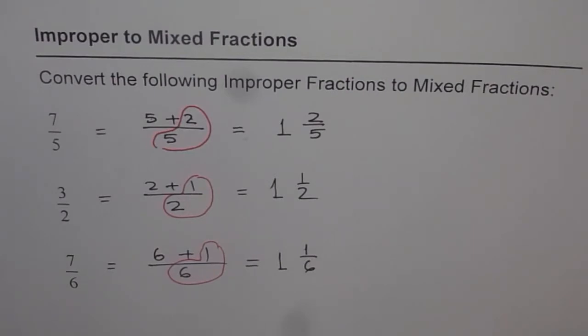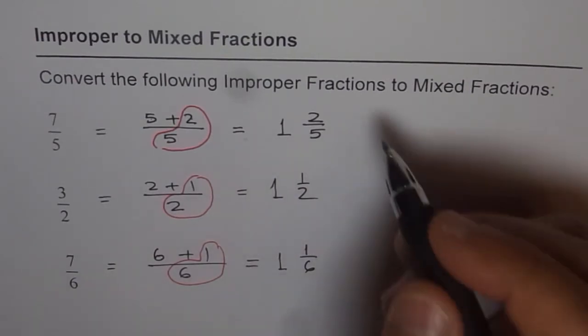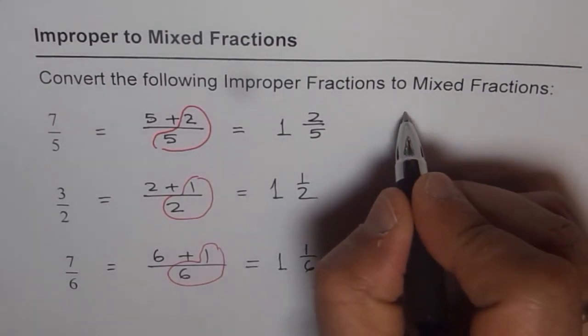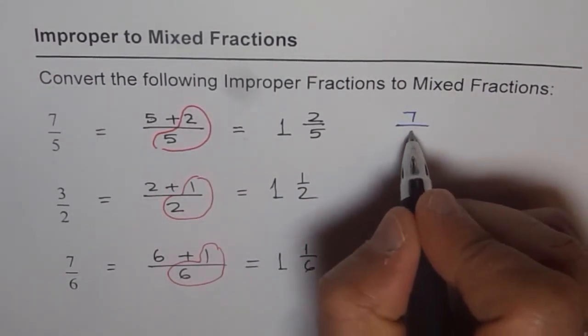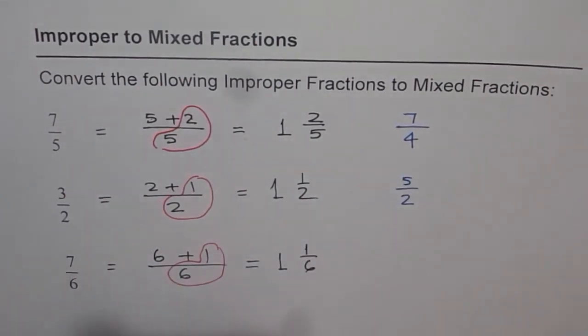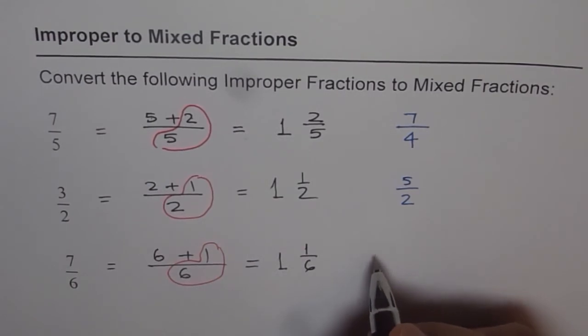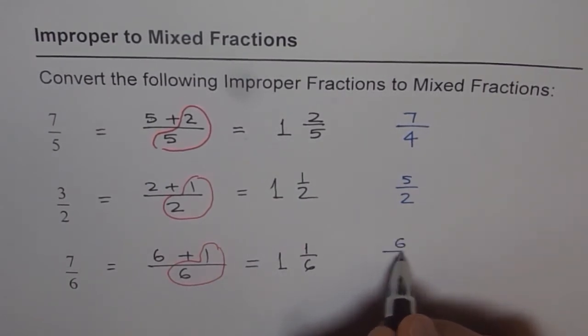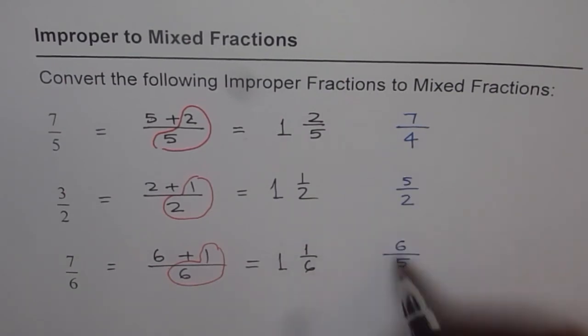Well, in the next video, I'll show you how to divide and do it. For the time being, let's enjoy this process. And there are, as usual, some practice problems for you. So let me give you a similar kind. So 7 over 5, instead of that, let me write this as 7 over 4, right? And here I will write 5 over 2. And then in this case, I will write a number like 6 over 5. Try to write them as mixed fractions and see for yourselves how simple it is.